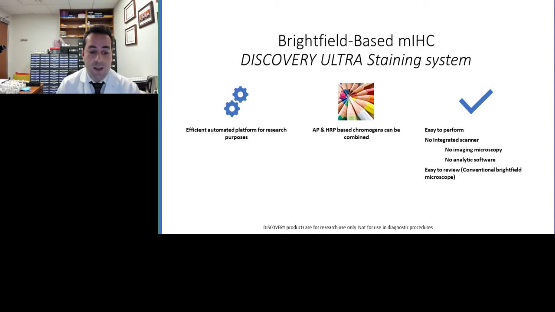So based on our experience, I can say that Discovery Ultrastaining System is an efficient automated platform for research purposes. On this platform, you can combine AP and HRP-based chromogens, and it's very easy to perform. With this stainer, you don't need to integrate a scanner or an imaging microscopy or analytic software, and it's easy to review. You only need a conventional bright field microscope, and you see all the chromogens on the same slide under light microscope.